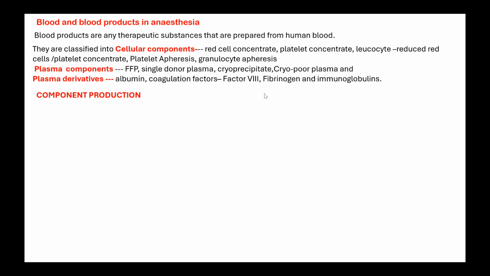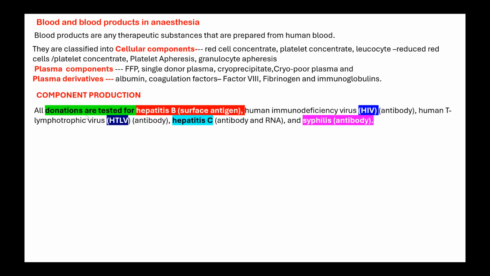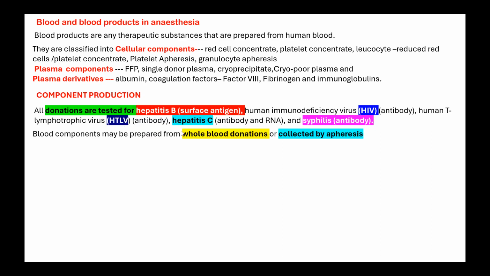Okay, and the component production, how is it done? All donors are tested for hepatitis B, human immunodeficiency virus, T cell lymphotropic virus, hepatitis C and syphilis. All these things have to be tested before you accept the donor. And blood components may be derived from whole blood donations or collected by apheresis. What is the difference between whole blood donation and apheresis?